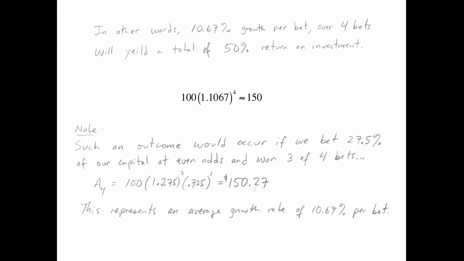So that's approximately a 50% increase. It's slightly higher, about a 50% increase, and that corresponds to an average growth rate of 10.67% per bet. Doesn't really matter how often, what time schedule here. It could be 4 times in one single day, or 1 bet a month. It's per bet that you're growing at a rate of 10.67 because there were 4 bets in this scenario.